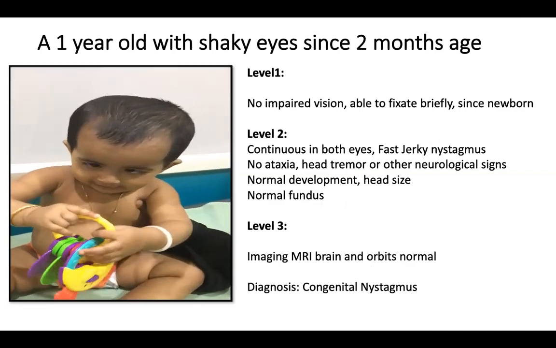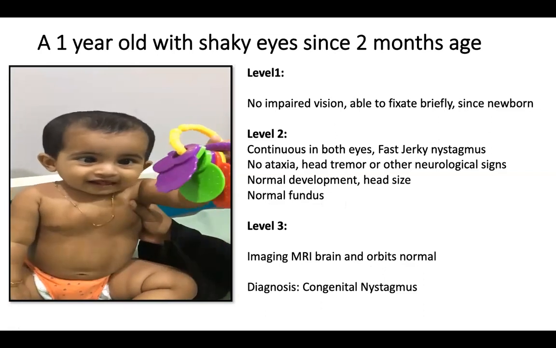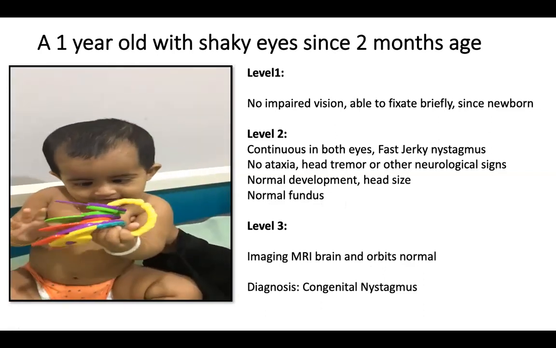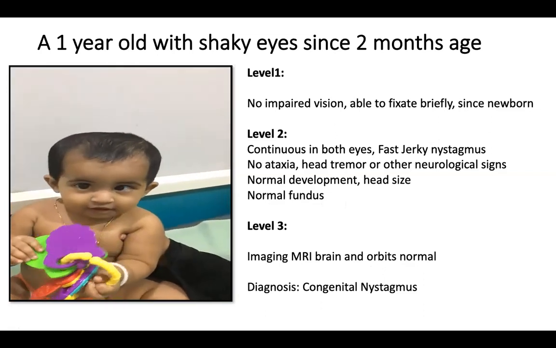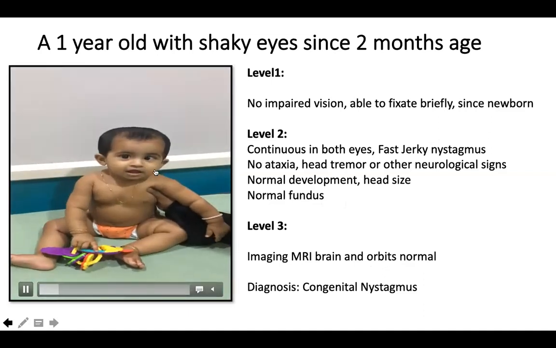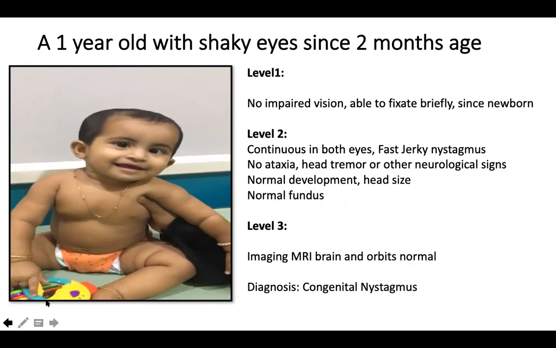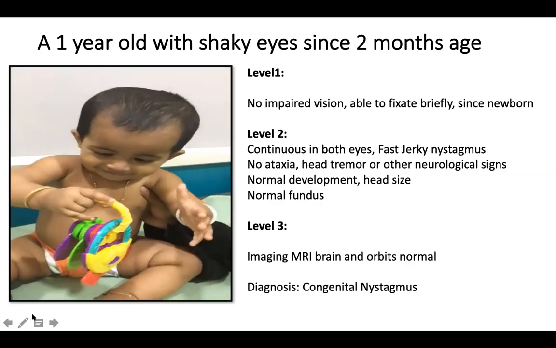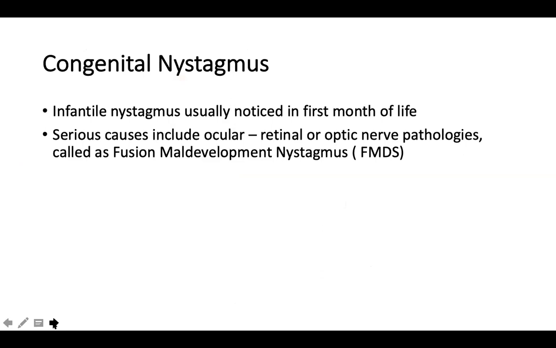Some nystagmus can be very benign, like a congenital nystagmus, which recovers by around 2 to 3 years of age. It's because of some issue in fusion that the child can have this roving type of fast nystagmus, but with a good fixation ability. So this is an example of congenital nystagmus.